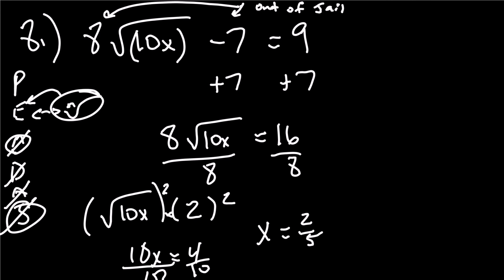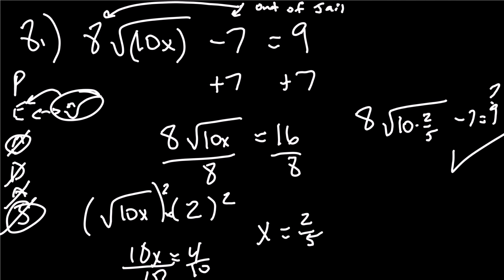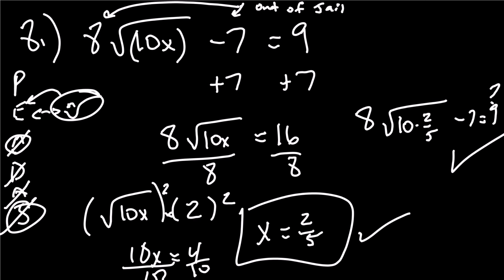Now I'm going to plug that in. So I say 8 times the square root of 10 times 2/5 minus 7. Does that equal 8? It does, because I plug it in my calculator, it works out, so we're good to go. So x equal to 2/5 is a good answer. And that's it for number 8.